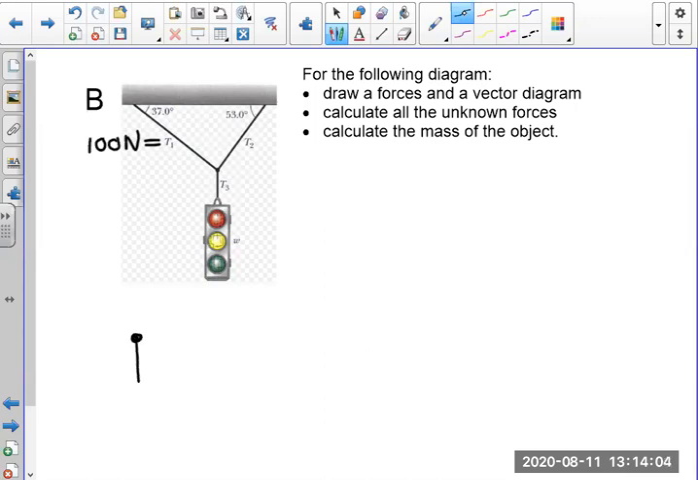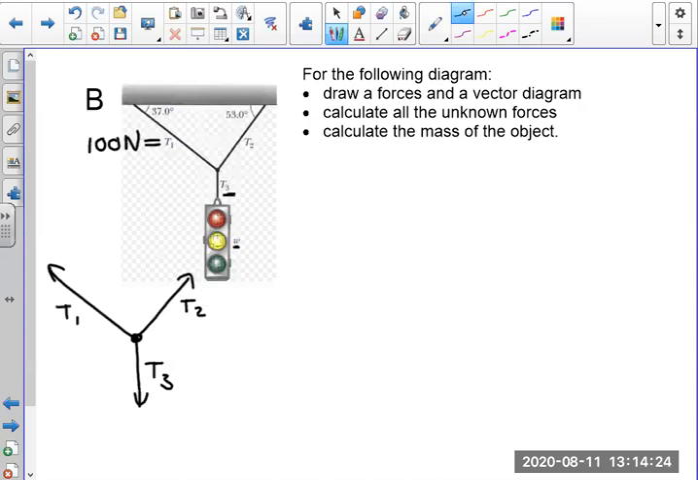Let's do a dot. I have the weight. Now that's the weight, but let's use it as T3, because that's going to be exactly the same. The other one that I have is T2, as you can see there. And the other one that I have is T1.